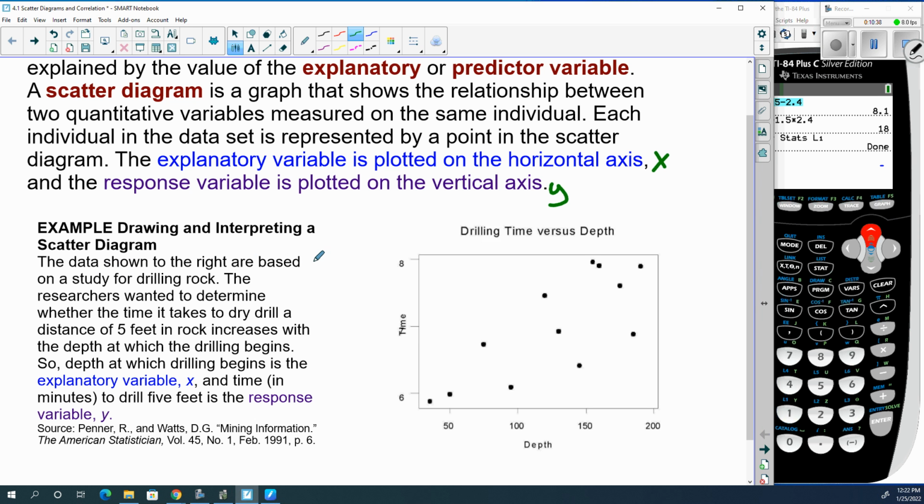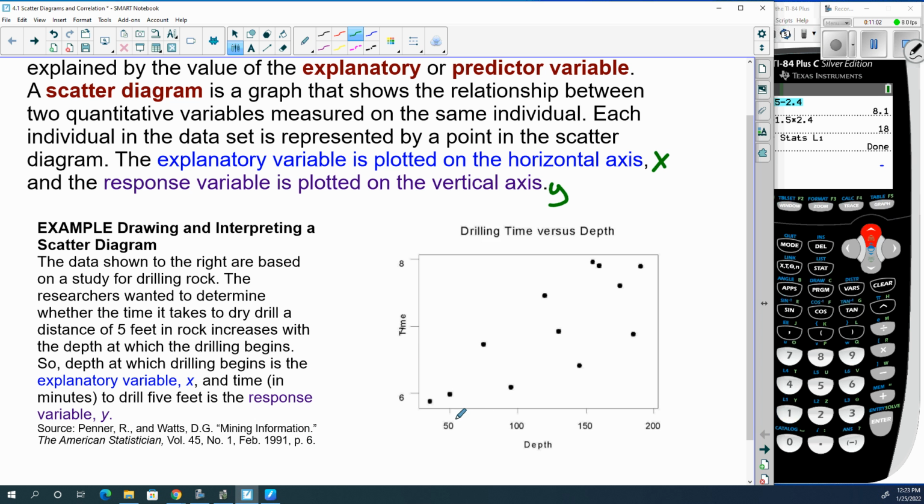The data shown at the right are based on a study for drilling rock. The researchers wanted to determine whether the time it takes to dry drill a distance of 5 feet in rock increases with the depth at which the drilling begins. So the depth at which the drilling begins is the explanatory value, or the x, and the time in minutes it takes you to drill 5 feet is the response.